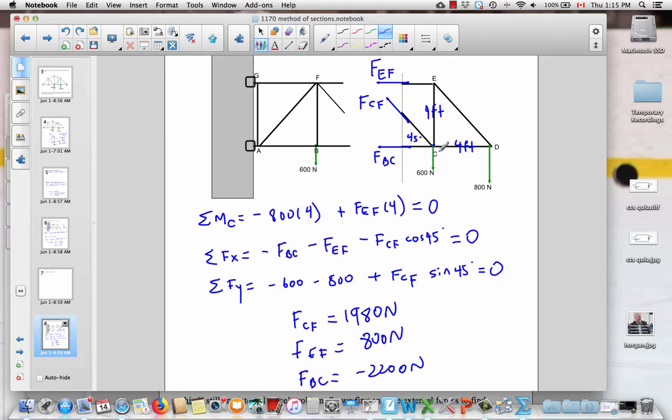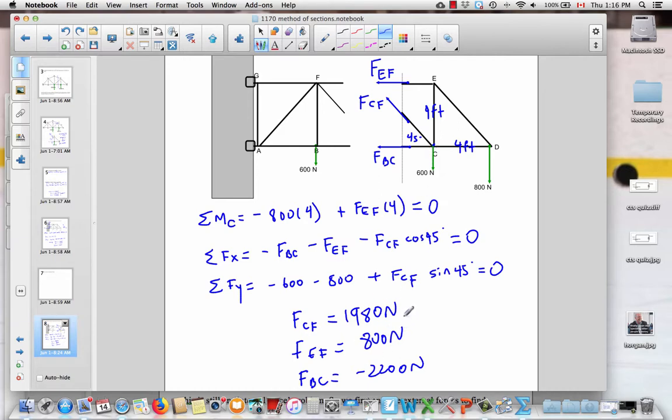It's not really surprising that that ends up in compression, because if you look, you could see due to these weights, the structure is going to have a tendency to sag downwards. And that's going to stretch out the EF member, but it's going to compress or squeeze together the BC member. So it's not surprising that the BC member is actually pushing to the right. It's actually in compression. And that's what our answer has shown us.